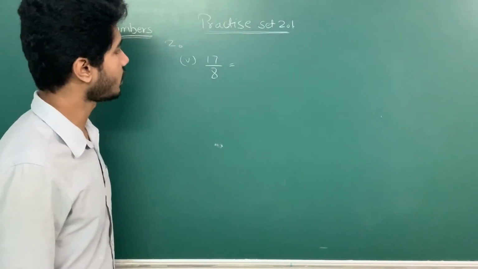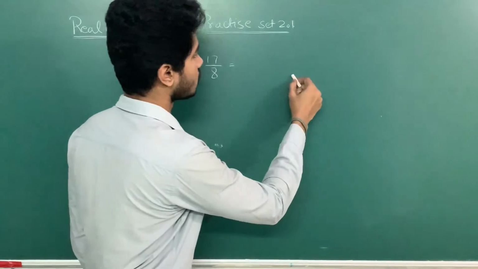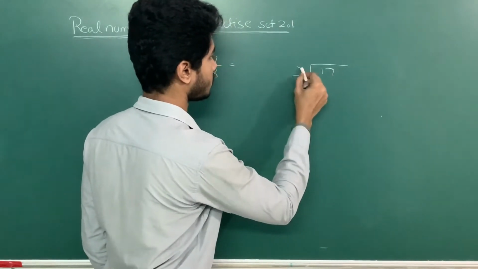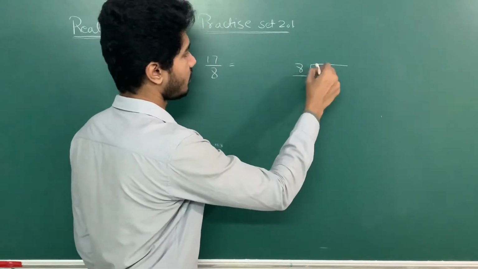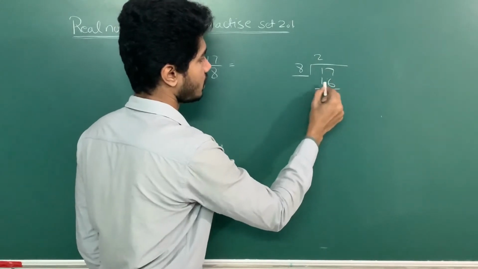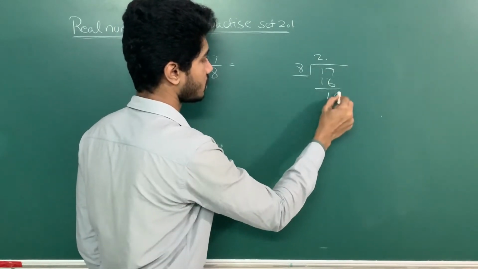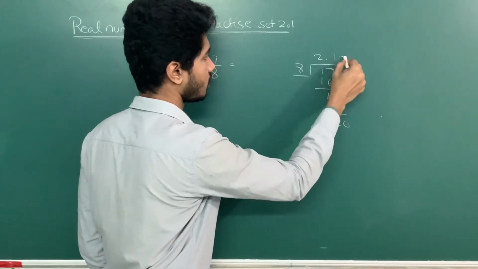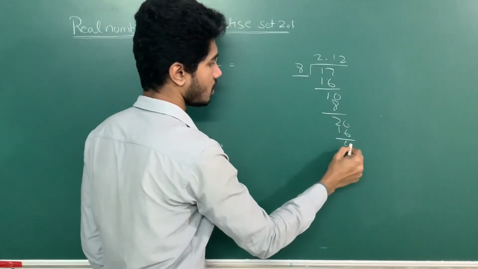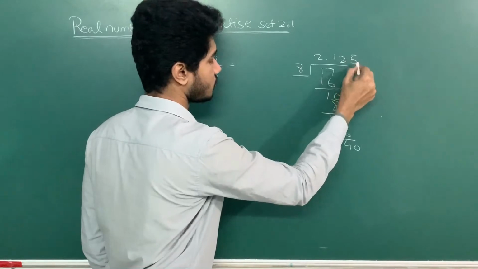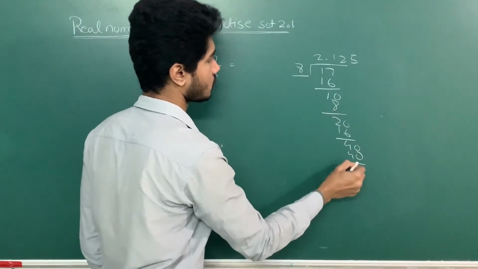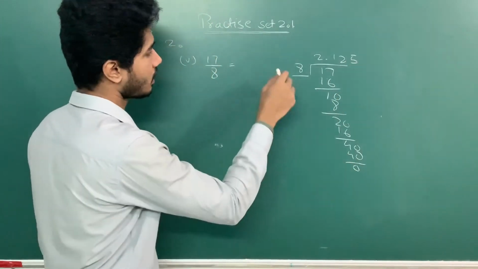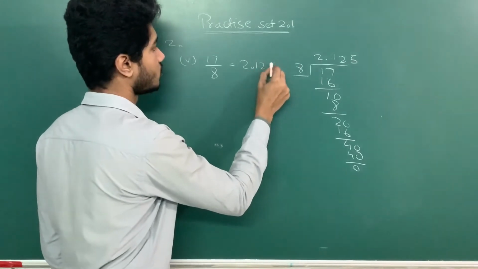Fifth question, 17 upon 8. Let's do it by the division method. So it's 17. You can take 2s are 16, 1s are, decimal, get 1s are 8, 2s are again, get 2s are 16, and 4s are 5, 40. So 17 upon 8 can be written as 2.125.